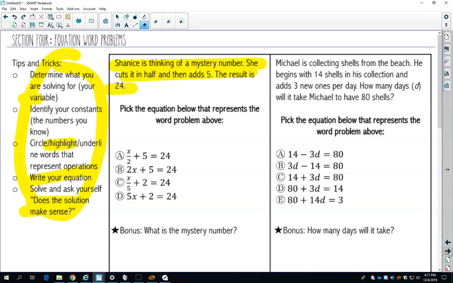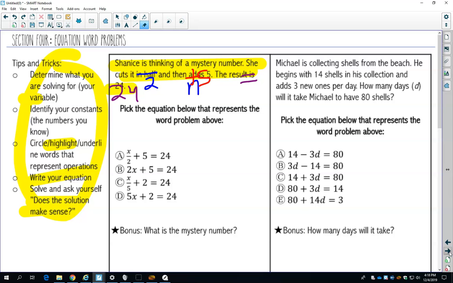The result is 24. Okay, so here the mystery number, it's something we don't know, so let's use n. Okay, she cuts it in half. So let's think about what cutting in half would be. Cutting in half would mean we're going to divide it by 2, right? And we're going to use that division bar. And then we're going to add 5. So this says she's going to add 5 to the number. And then we know that the result is 24.